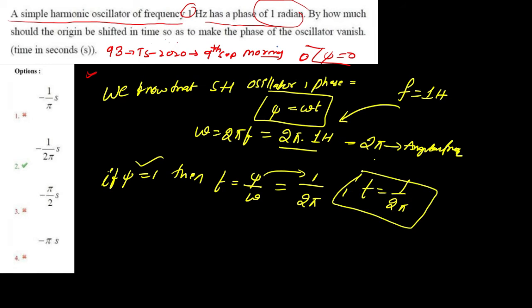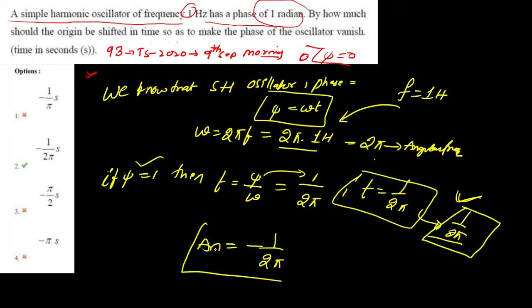If I am able to shift this value, that is 1 by 2 pi, in the negative direction, then the phase of the oscillator will vanish. So the answer will be equal to minus 1 by 2 pi. We have to shift this much in the negative direction to make the phase of the oscillator vanish, so we are taking minus here. It means that option 2 is your right answer.